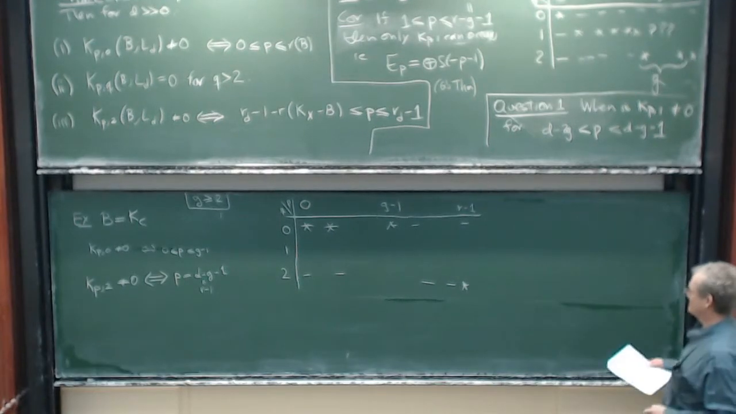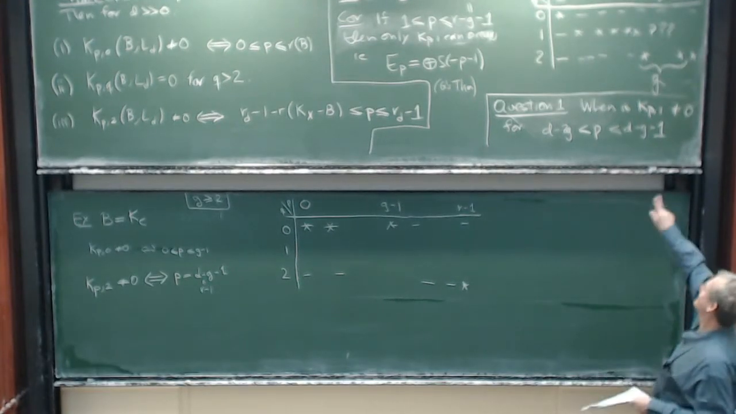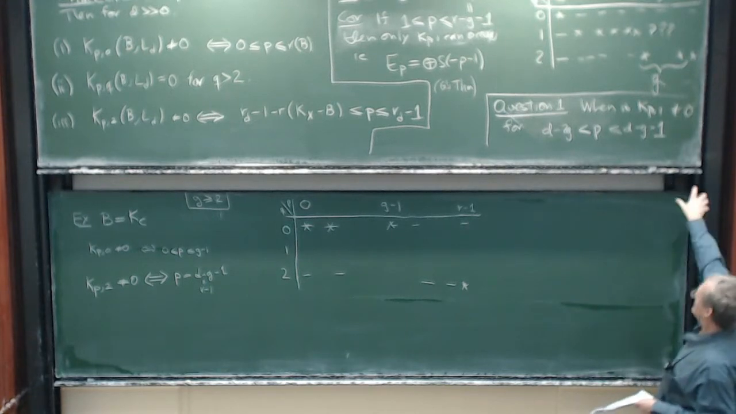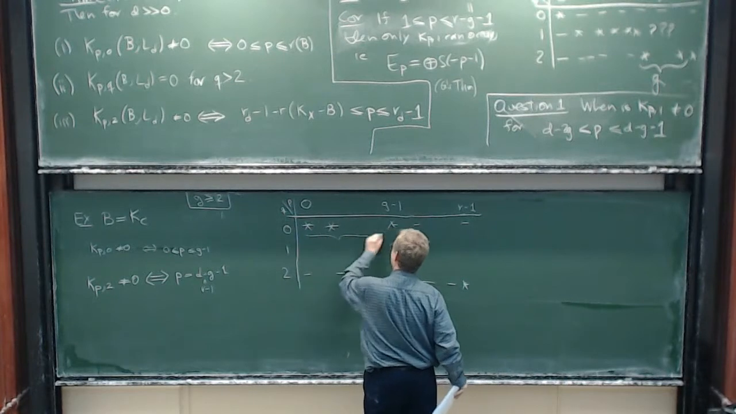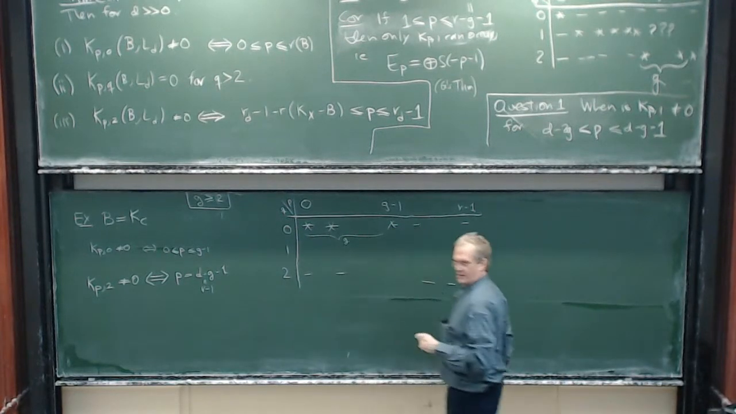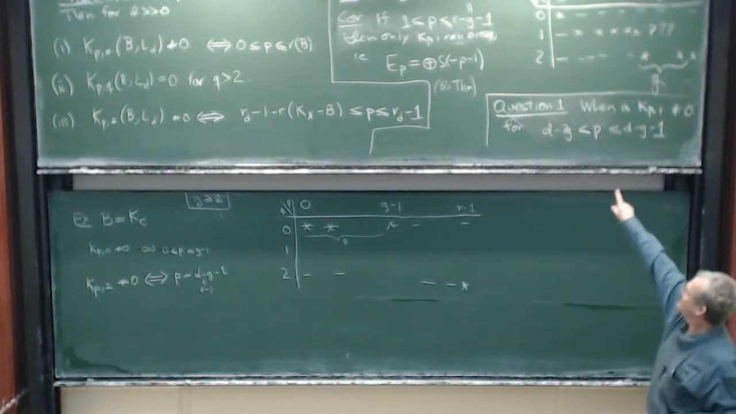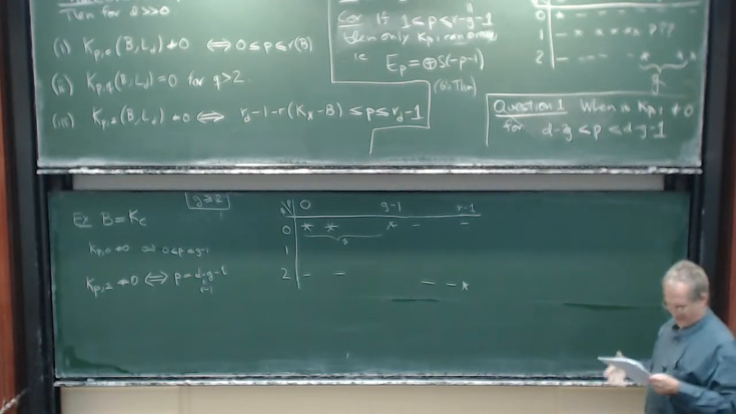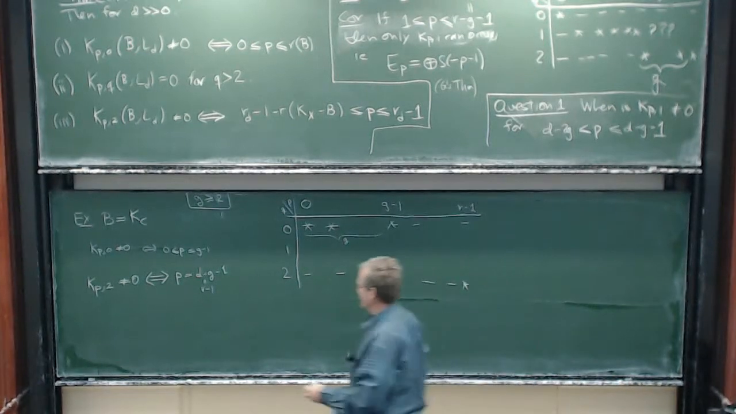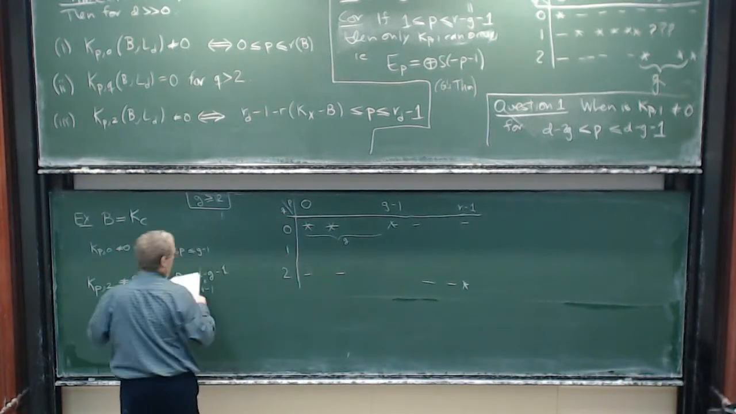Remember, a dash means 0. Now if you compare these two pictures, look at the top row. There are G of these things here. So there's a symmetry: this picture is the reflection of that picture. That reflects a duality, Serre duality going on. These pictures are reflections of each other.